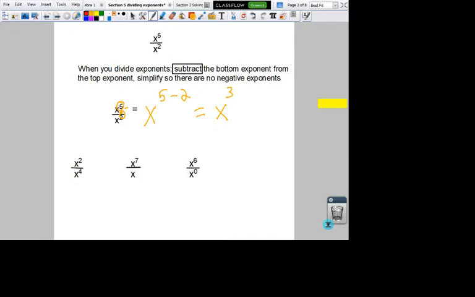So x to the 5 over x to the 2 is really x to the 3. We do have 5 minus 2. So let's look at this next one right here.